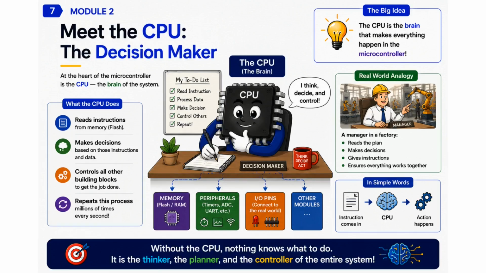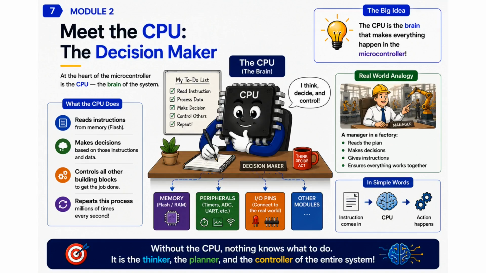Next, it processes data. It looks at sensor values, checks variables, performs calculations, and decides what should happen next. Then, it controls all the other building blocks inside the chip. It communicates with memory. It uses peripherals such as timers, ADCs, and communication modules. And it sends commands to the I/O pins that connect to the real world.